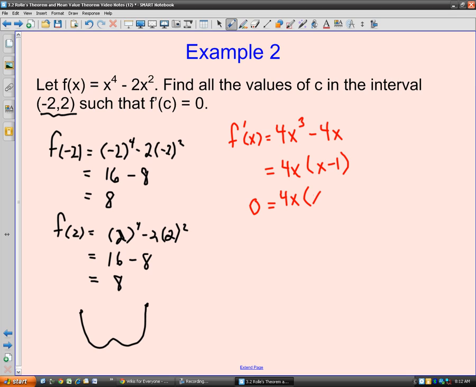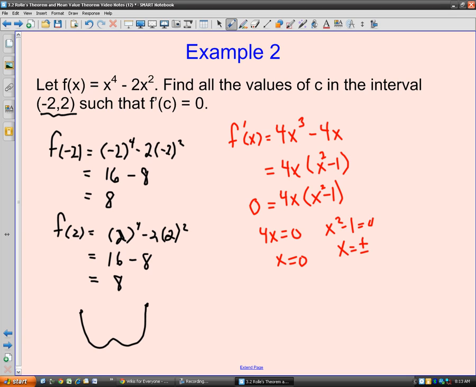And when I set it equal to 0, I can say 4x equals 0, and I can say x squared minus 1 equals 0. Sorry, those are supposed to be squared when I factored. So in this case, x is 0, and x is plus or minus 1.